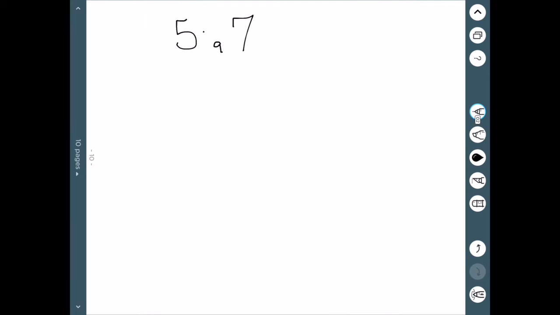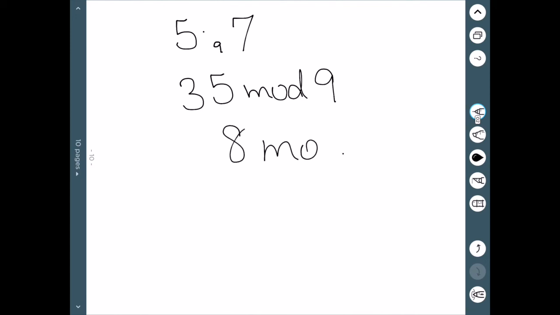Another example, if we do multiplication, we know that 5 times 7 is 35, and then we know that this is mod 9. 35 divided by 9 has a remainder of 8. Therefore, our answer is finally 8 mod 9.